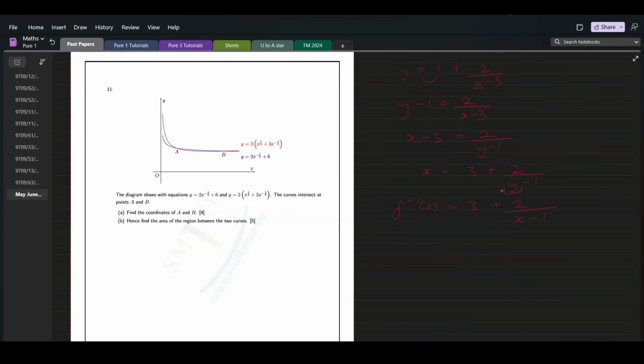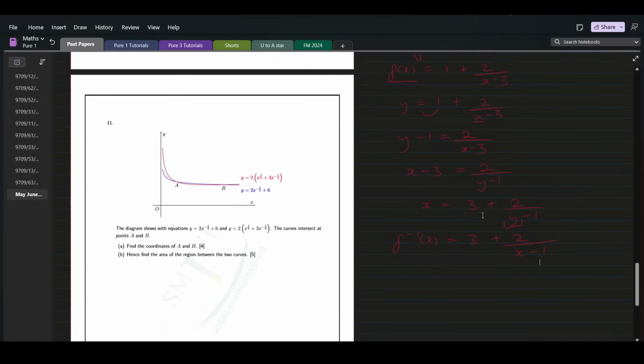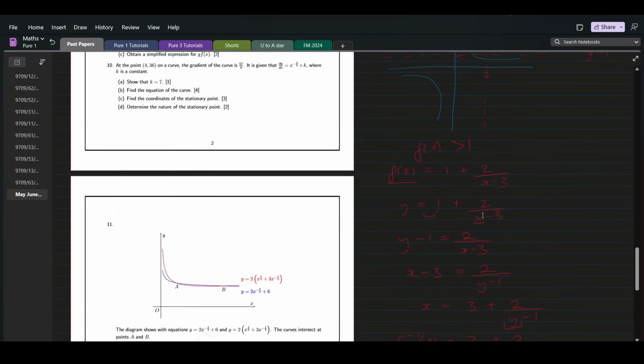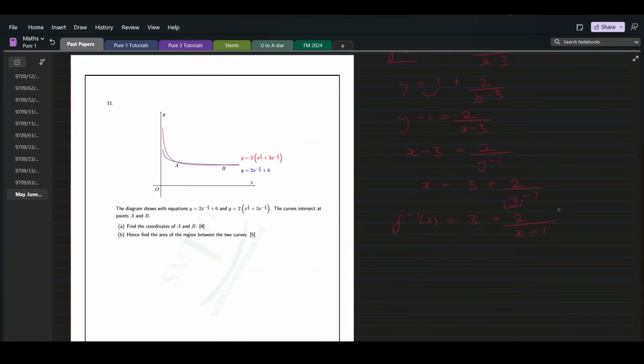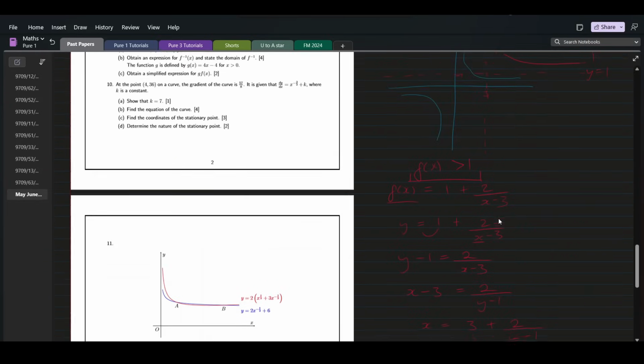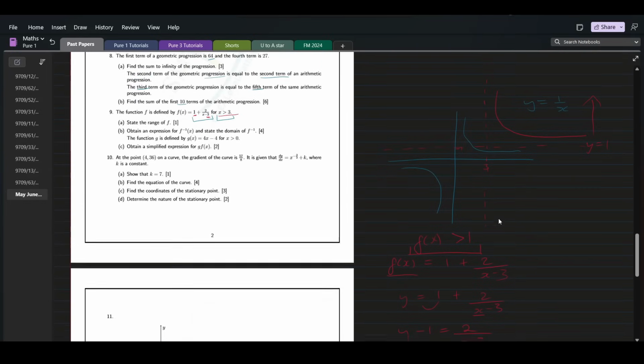And we were told to state the domain of our inverse. We know that the domain of the inverse is equal to the range of the original function. So that would mean our domain is x is greater than 1. And this would be our final answer for part B.